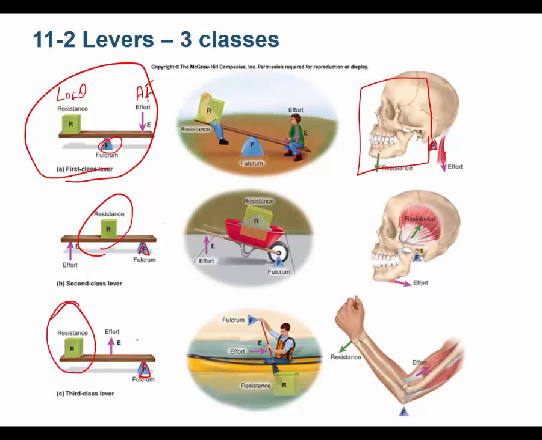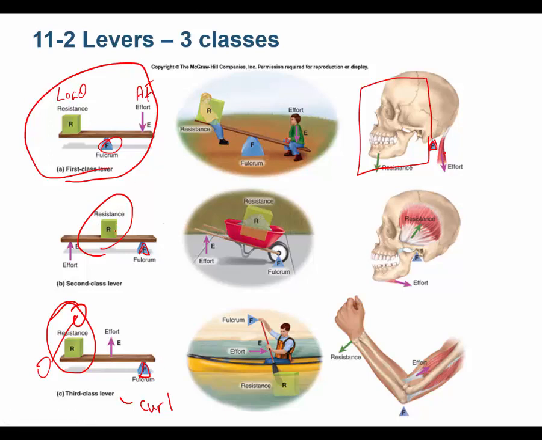Your third class lever is your classic biceps curl, if you want to call it that. Of course, your resistance is at the end. This is your dumbbell that you're hanging onto in your hand. All right. Let's go back to second class and talk about it.